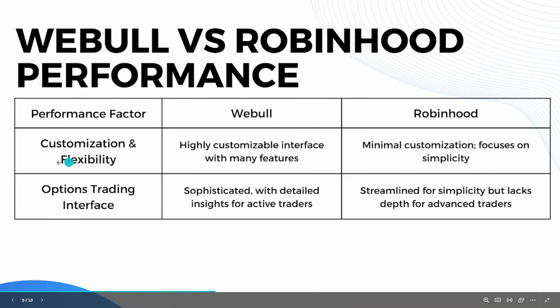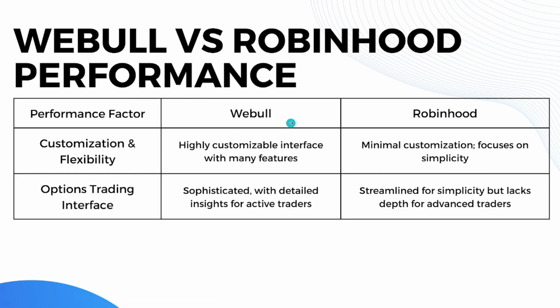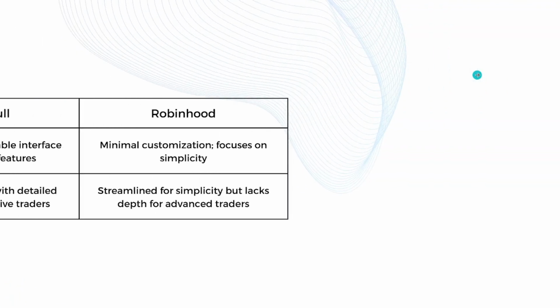And for customization and flexibility, Webull has a highly customizable interface with many features. Robinhood has minimal customization. They are focused on simplicity. Lastly, for the options trading interface, Webull is very sophisticated with detailed insights for active traders, while Robinhood is streamlined for simplicity but lacks depth for advanced traders. So that's it for the performance comparison. Now let's go to customer support.